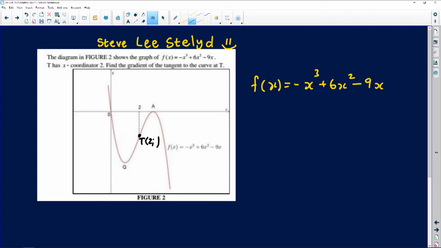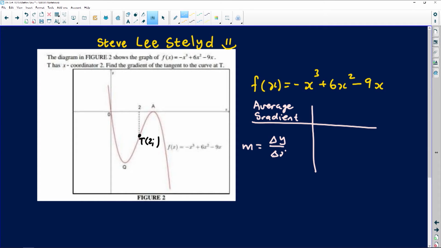Okay, cool. Now, they continue further on and say to us here, find the gradient of the tangent to the curve at T. So they're asking us for the gradient. Now, let's remind grade 12s that there are two types of gradients. There's what we call average gradient, okay? This is the gradient that is known by grade 11s. That's the one of saying gradient is change in y over change in x.